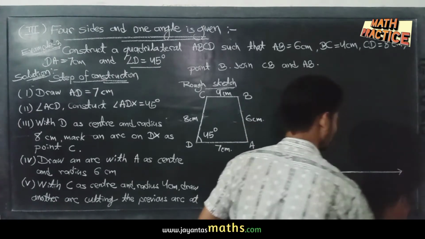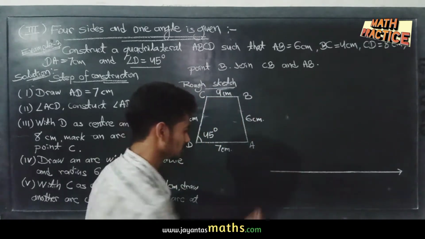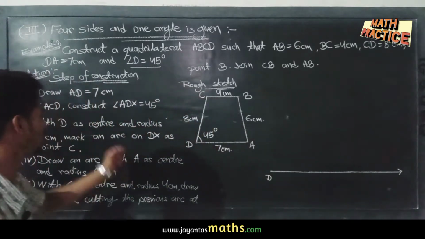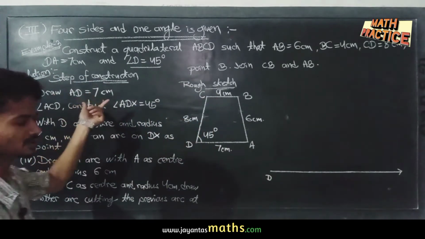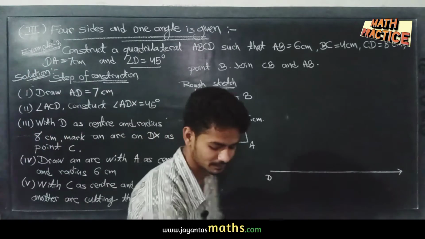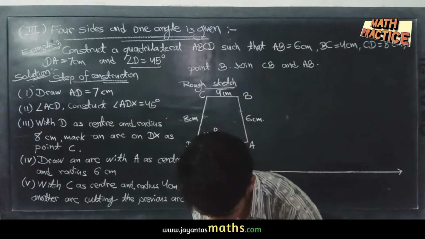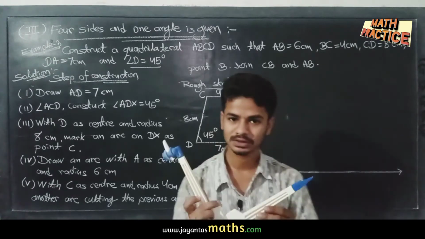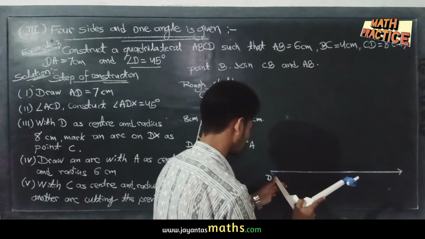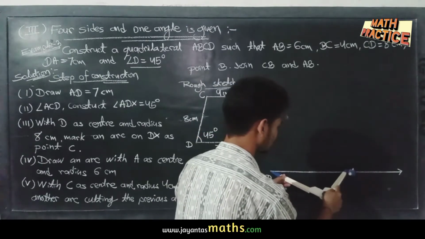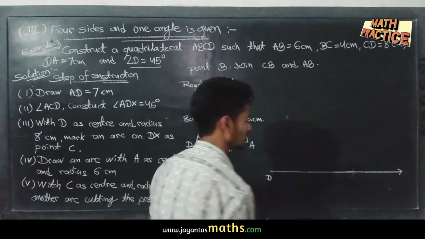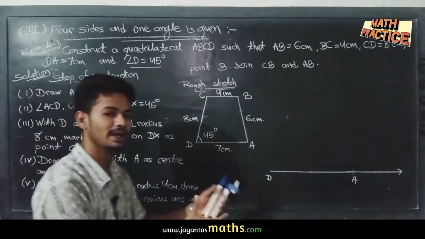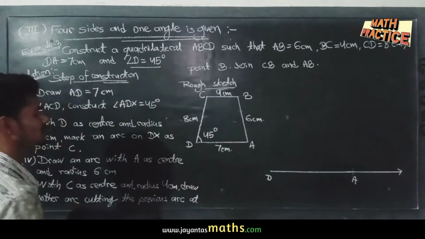First draw a ray starting from the point D. Then measure AD as 7 cm. So here is the 7 cm. Here is the point A. Here you get AD. The length of AD is 7 cm.